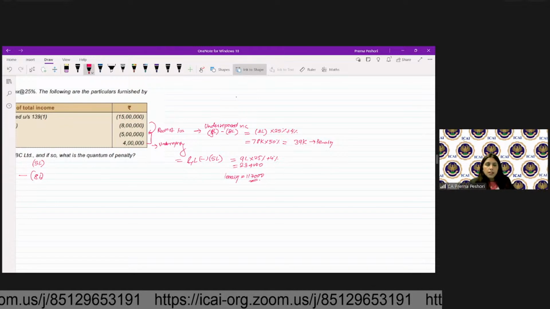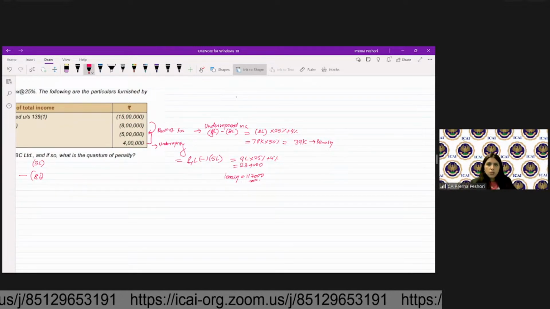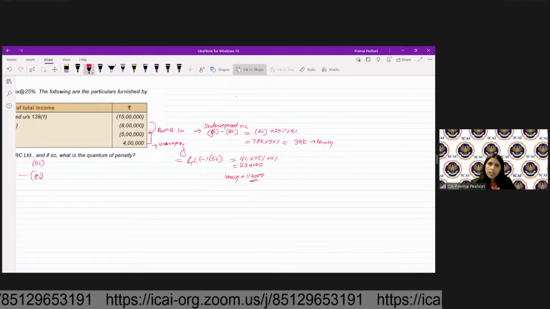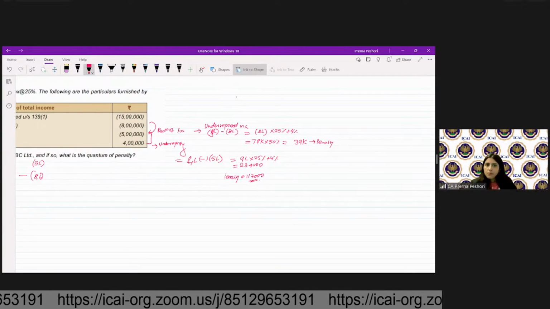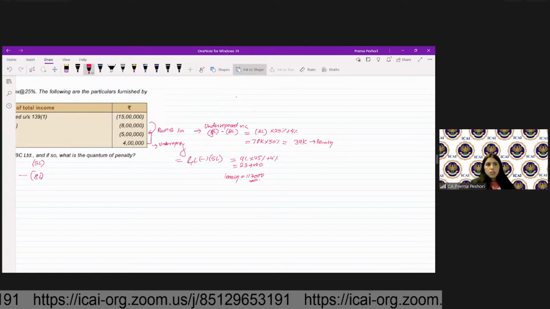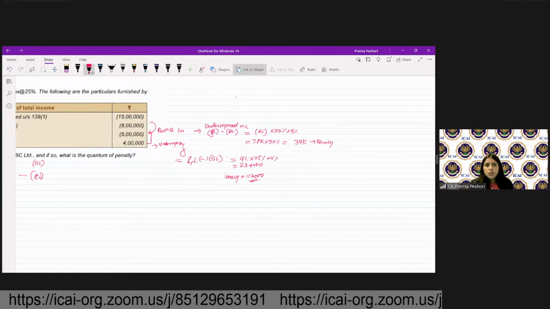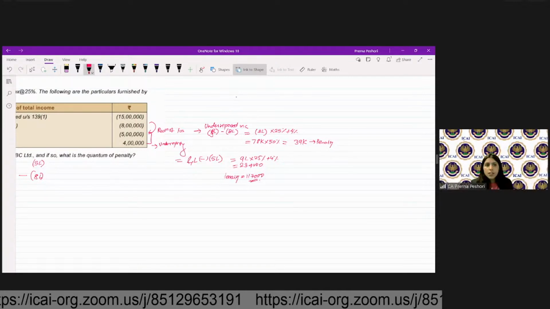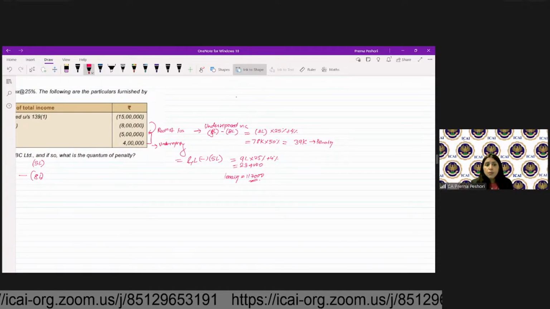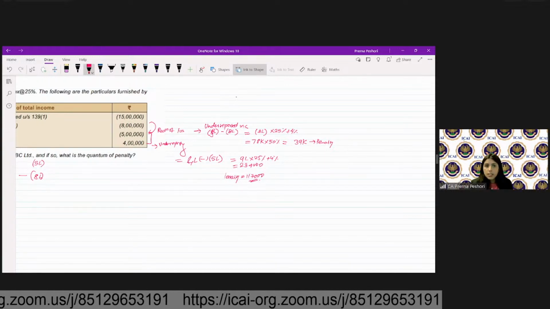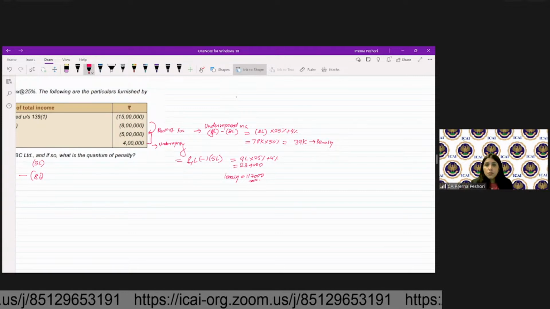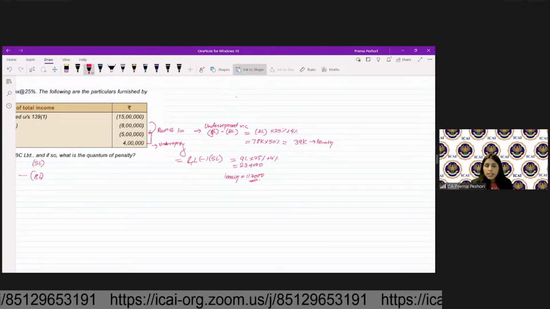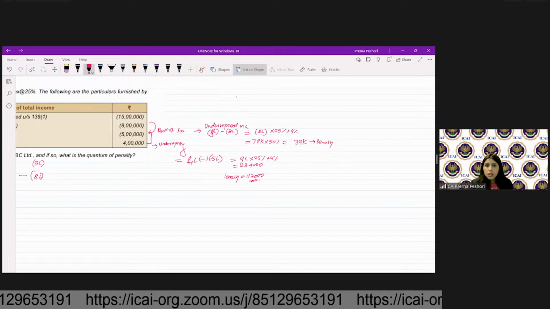Yes or no? Any questions, any doubts so far, students? Fine. Okay, so this is about the penalty question as well. With this, we have completed most of the provisions. We have revised, along with the questions itself, all the provisions which are applicable. Yes or no? Fine.